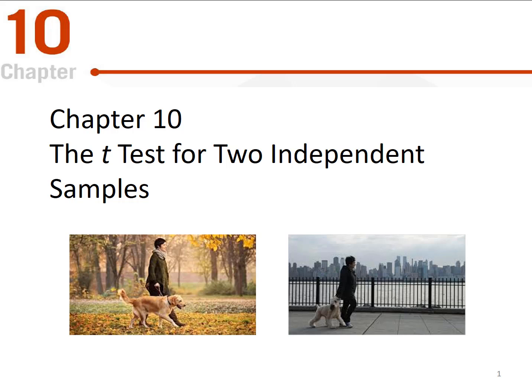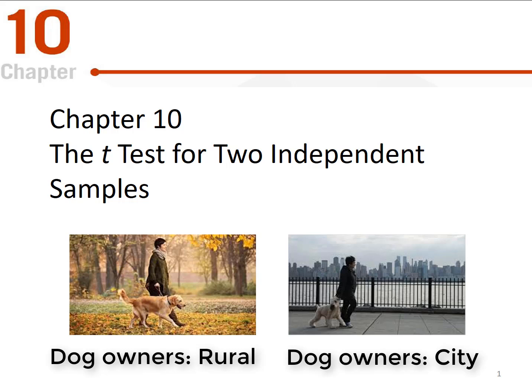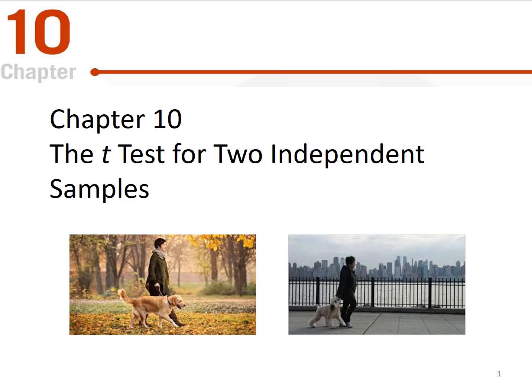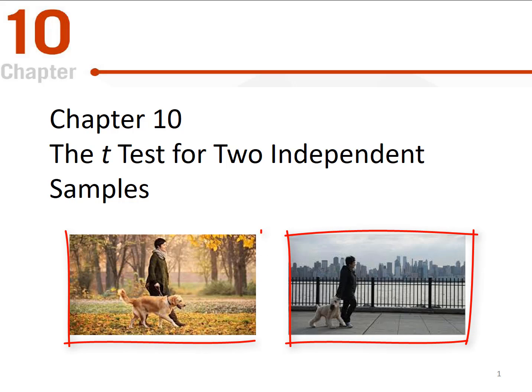So for example, let's say we want to know if dog owners who live in the country spend more time walking their dog than dog owners who live in the city. So our sample would be dog owners that live in the city and dog owners who live in the country. So clearly those are two independent samples, right? The samples are not related. The group of people that own dogs that live in the city are completely different than the ones that live in rural areas. And that's why we would use a t-test for two independent samples.